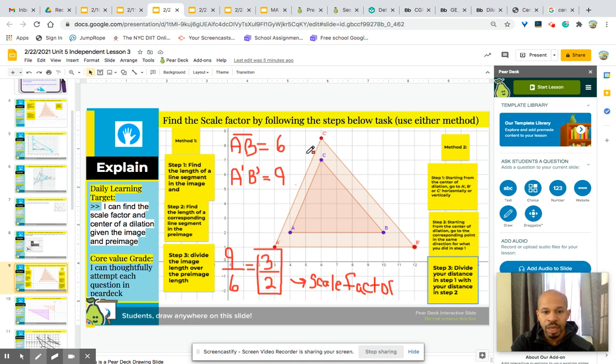So you could have picked A prime and C prime, found the length of that line using the distance formula or even the Pythagorean theorem. You could have done A to C and then divided those two things accordingly. All right. So that's one approach. The other approach is to incorporate the center of dilation. Now, if you recall, the center of dilation is right here.